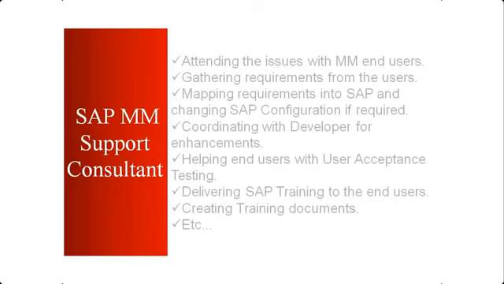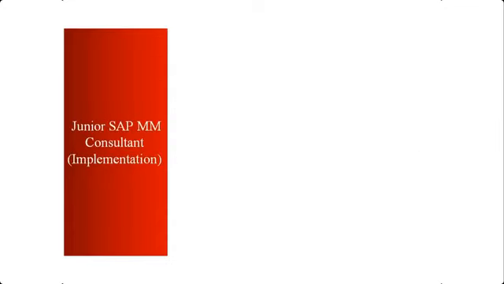Junior consultant roles will be something like this: I may get a job with a company called, say, IBM or Accenture. Say I'm working with IBM, and IBM got a project from, say, the Coca-Cola company. Coca-Cola wants to implement the SAP system in their company, and they have asked IBM. Because I'm working as an SAP MM consultant with IBM, IBM may send a team of SAP consultants to Coca-Cola to go there and implement the SAP system, and I will be a part of the implementation team.